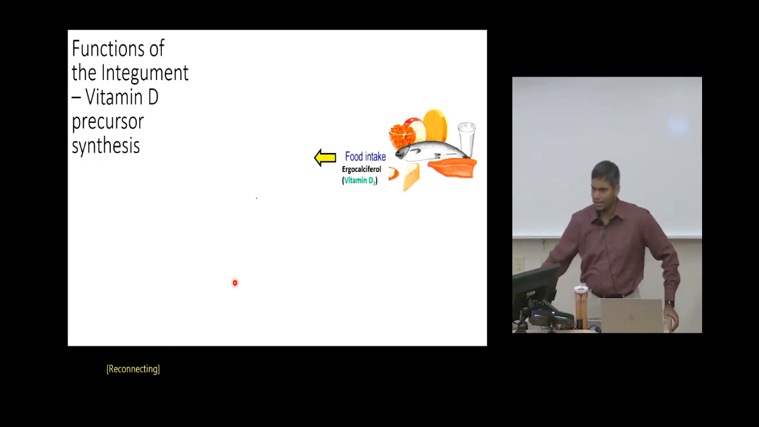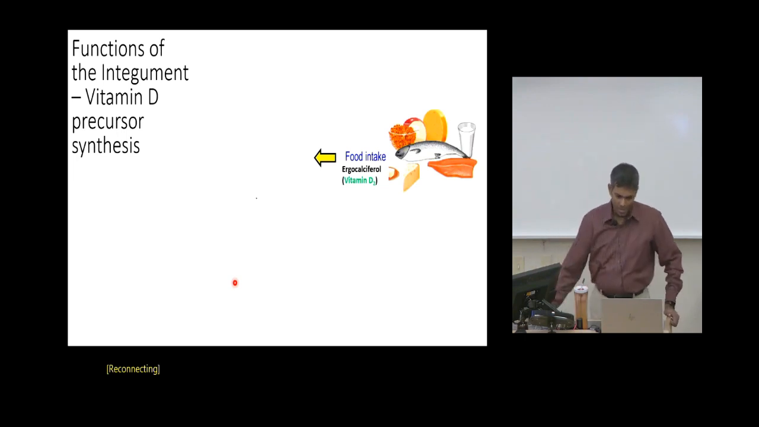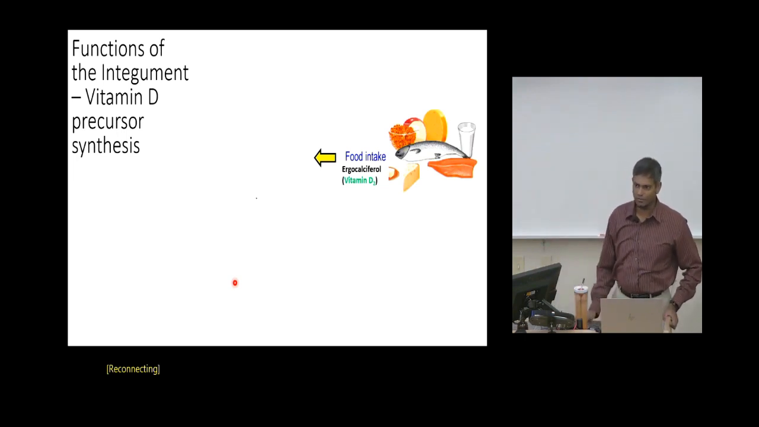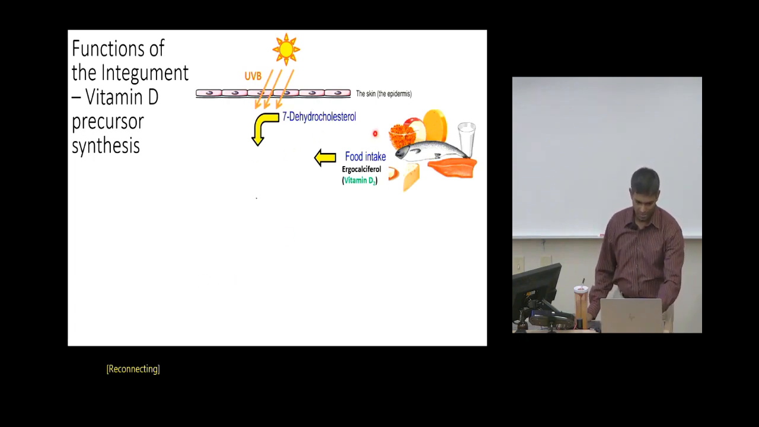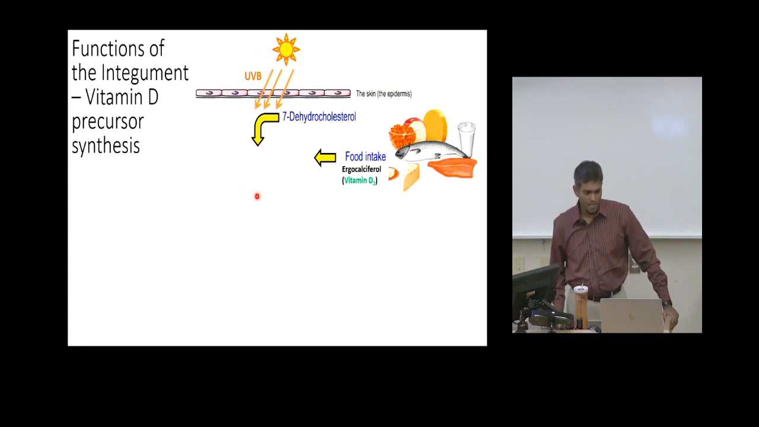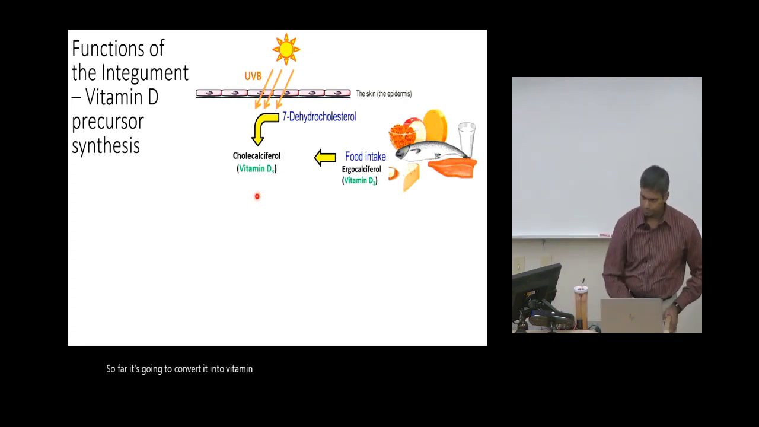So the food we eat has a form of vitamin D, that's vitamin D2. That is an inactive form, and only 20% of our required vitamin D comes from the diet. The remaining 80% comes from exposure to the UV rays of the sun. So when the UVB rays come in contact with dehydrocholesterol, this is a name I'll keep you responsible for, it's going to convert it into vitamin D3.